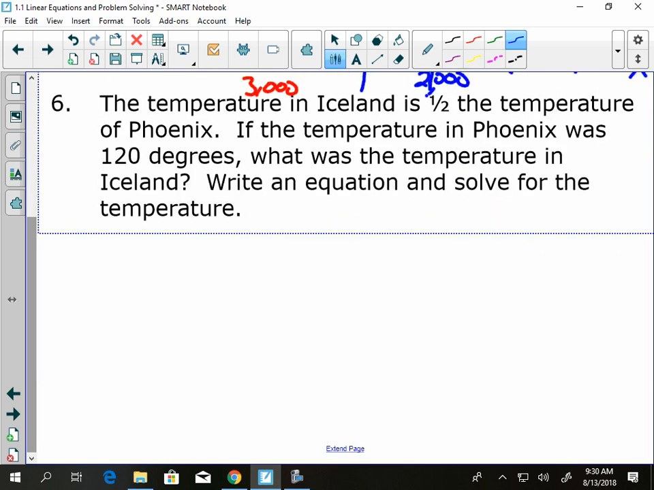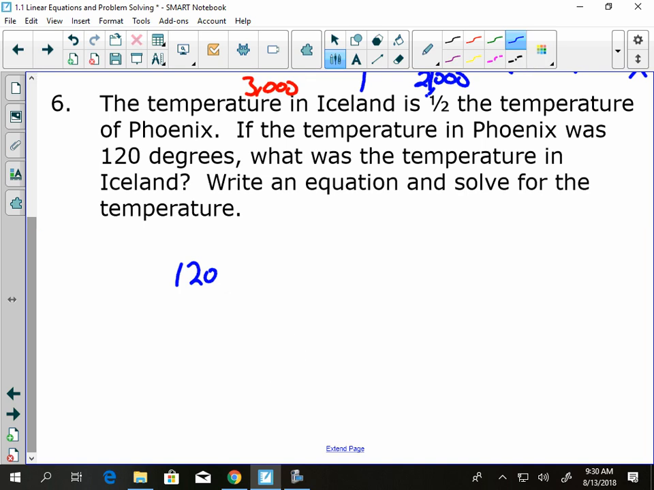The temperature in Iceland is half the temperature in Phoenix. The temperature in Phoenix right now is 120. Which it feels like that out there. So what is the temperature in Iceland? What do I have to do to the 120? Divide it by 2, or I can multiply by 1/2. There it is. That's your equation. And the answer is 60.